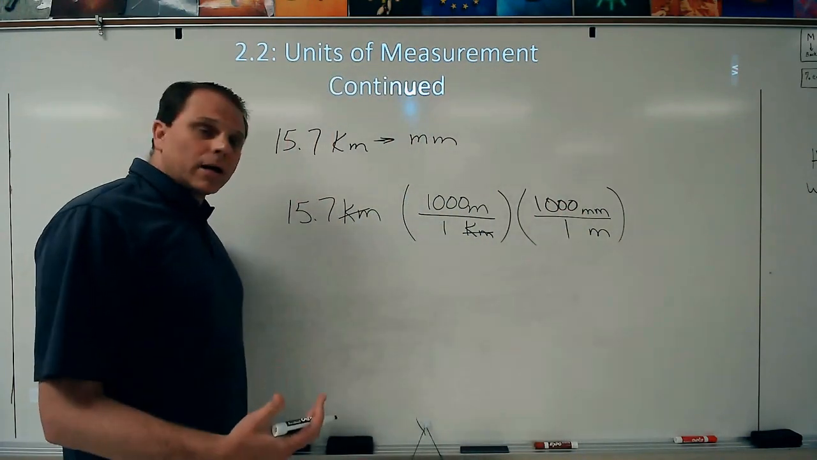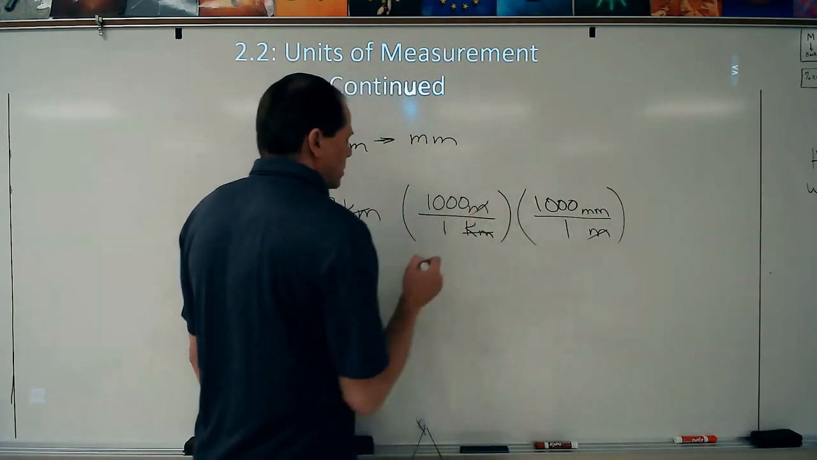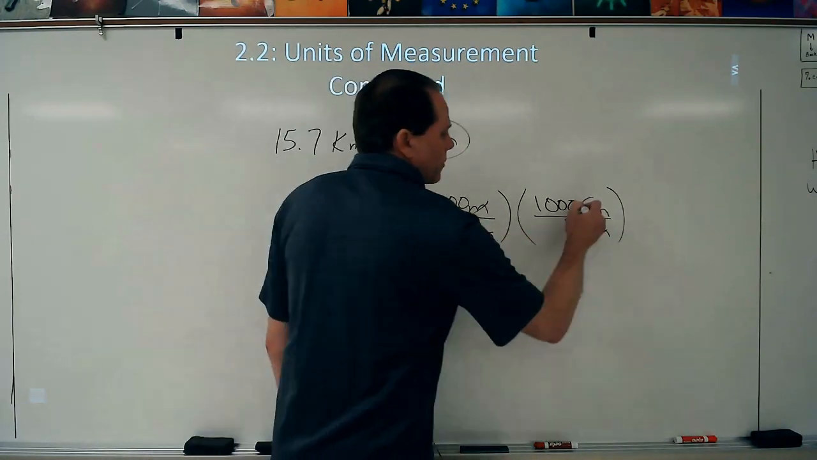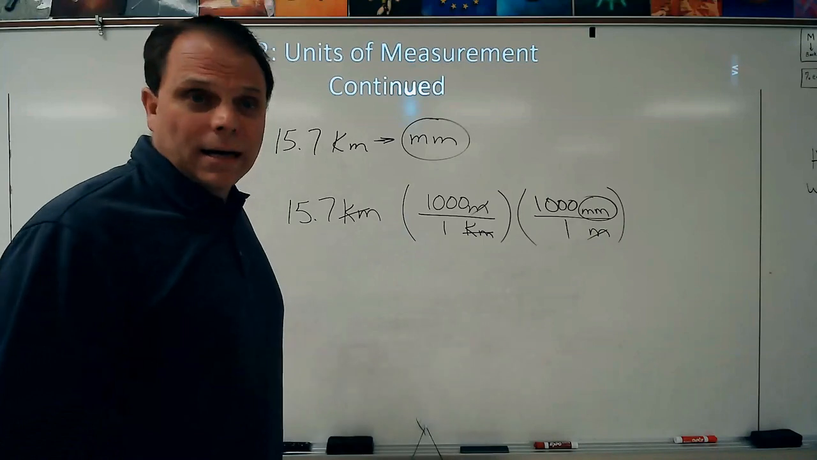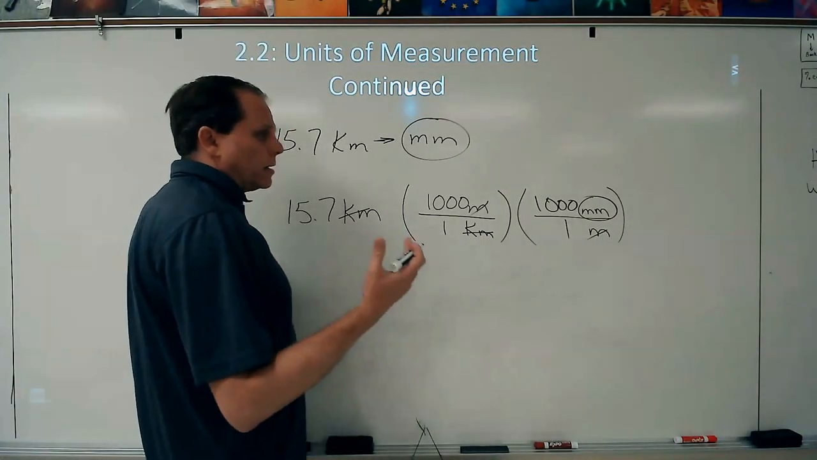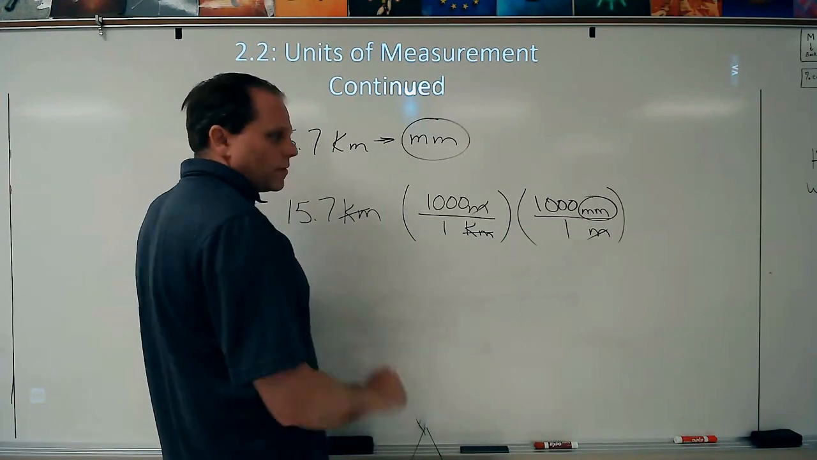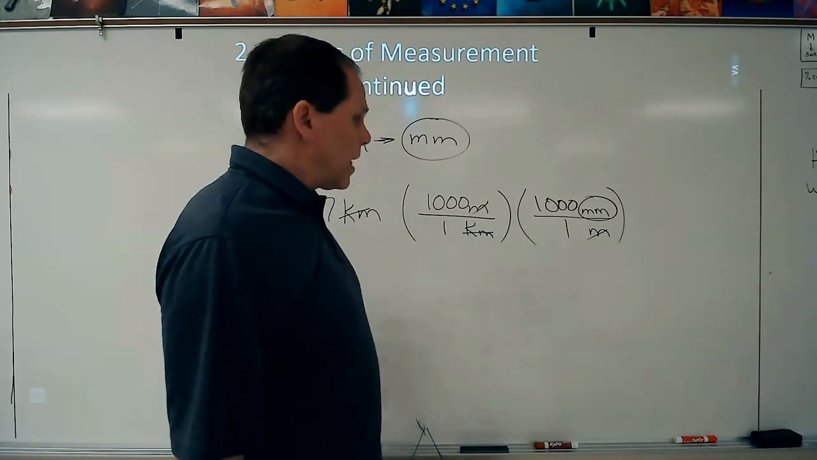Okay? So now I can come up with my answer because my meters are canceled off. My kilometers are canceled off. I went from kilometers to millimeters. Look, I've got millimeters. You might want to circle that just to help remind yourself and take note of what's going on. 1,000 times 1,000 times 15.7, right? And then that's going to be your answer.